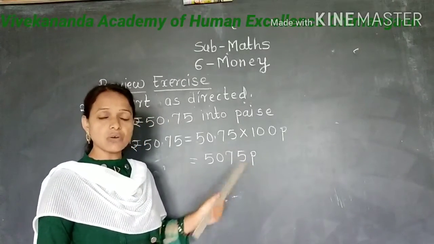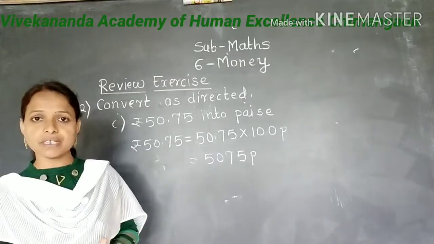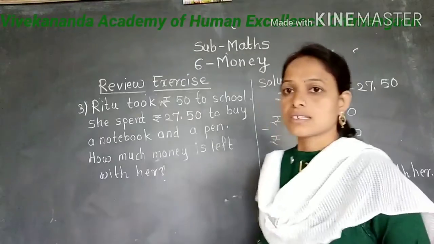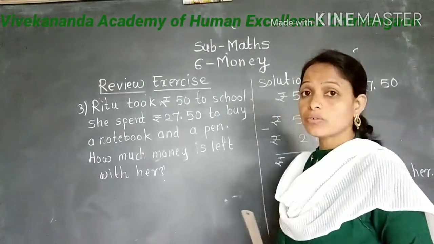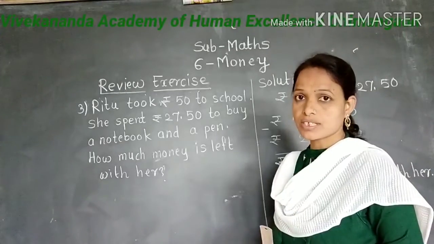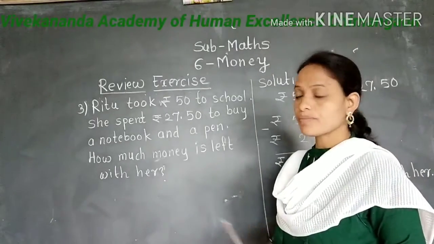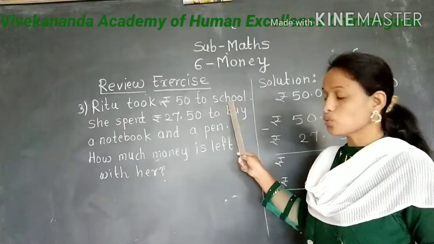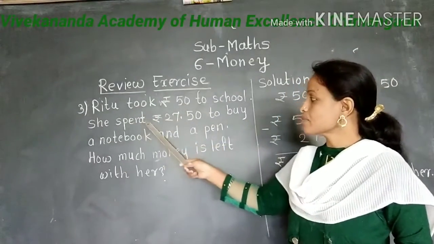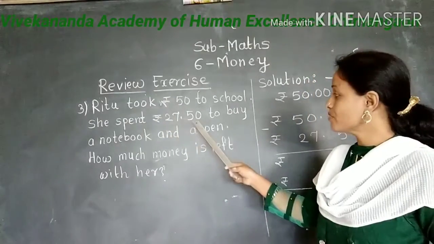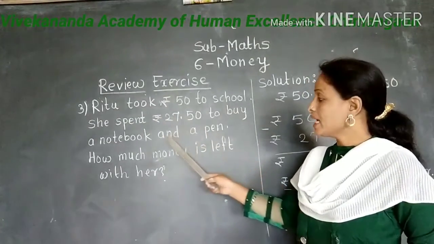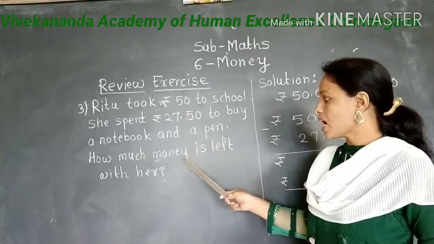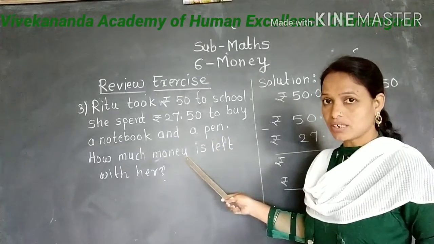Okay, understood how to convert rupees into paise and paise into rupees. See the third example from the exercise. It is a word problem. Ritu took 50 rupees to school. She spent 27 rupees 50 paise to buy a notebook and a pen. How much money is left with her?